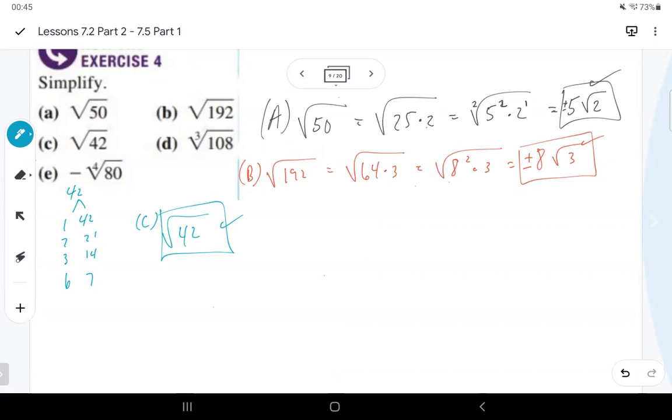So here we would say no perfect squares are in 42.